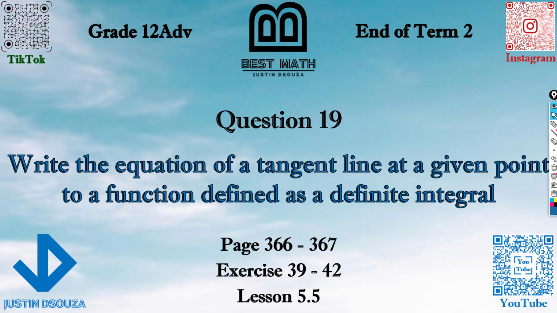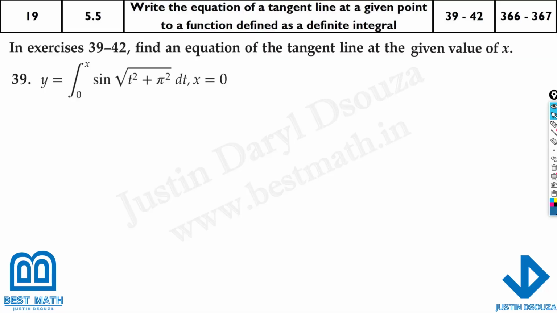Question 19 is to write the equation of a tangent line, and here the function is defined as a definite integral. This is from lesson 5.5. Here we have a function given to us, y equals the integral from 0 to x of sine of square root of t squared plus pi squared dt, at x equal to 0. What do we do over here? First of all, the question is to find an equation for the tangent line. How do we write an equation of any line? The formula is similar to this.